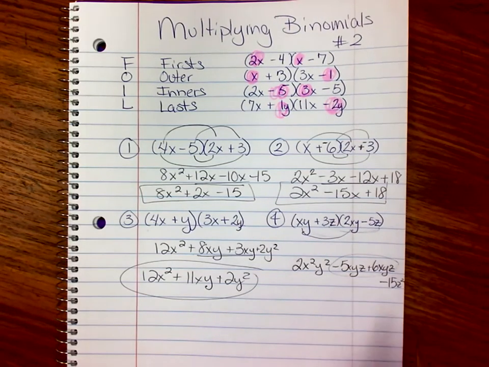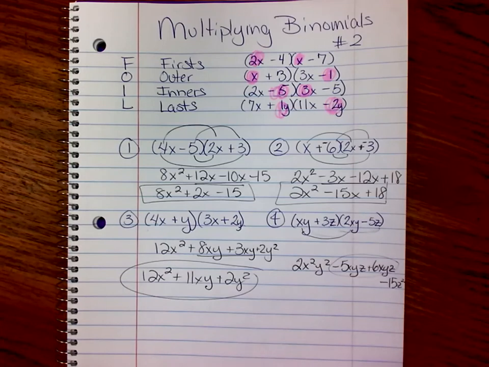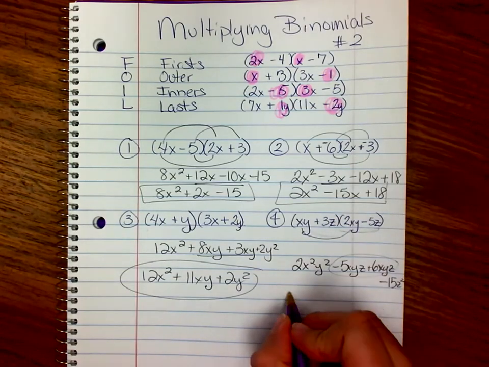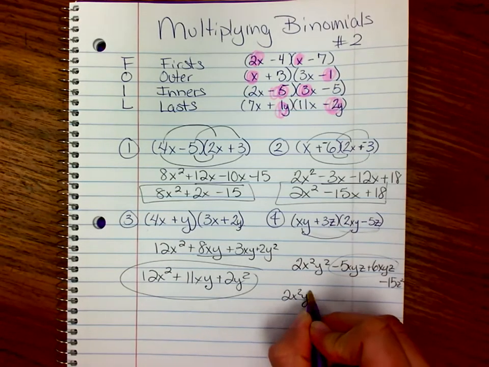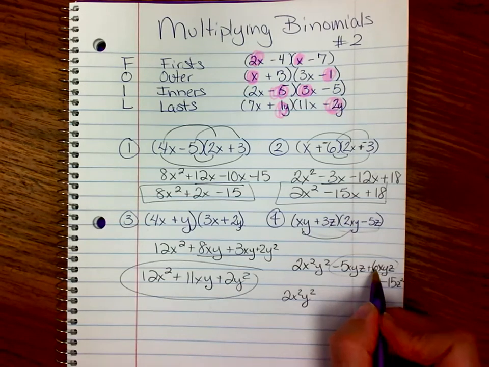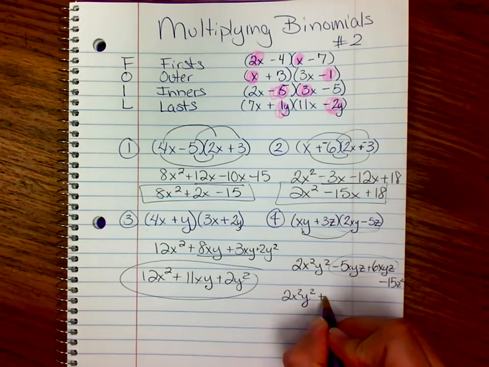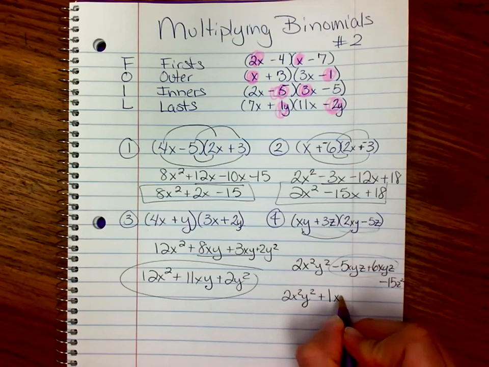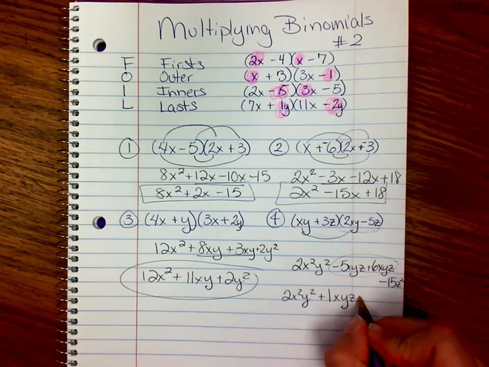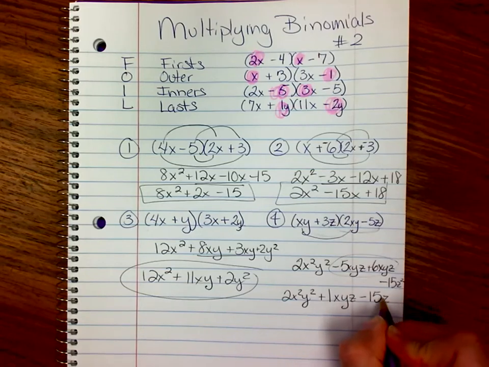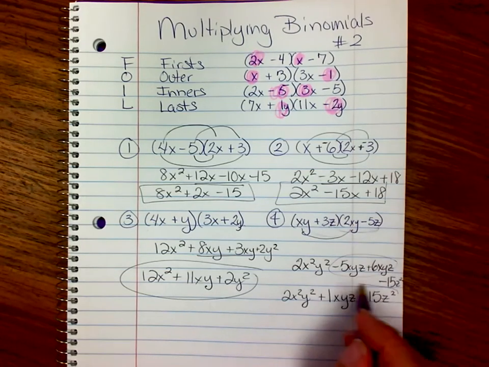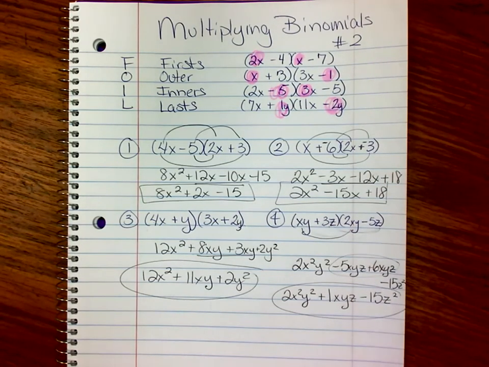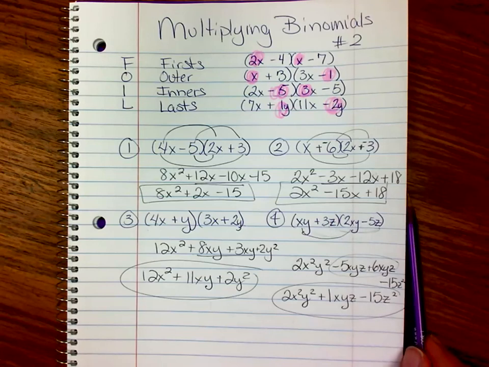Again, these are xyz's, so xyz's are combinable. So we get a 2x squared y squared. We combine these, 6 minus 5 of them is one of them. You can write a 1, or you could just write xyz, plus xyz, if you didn't want to write the 1. And then a negative 15z squared. That's how you do these multiplying binomials with a few extra exponents and coefficients in there.